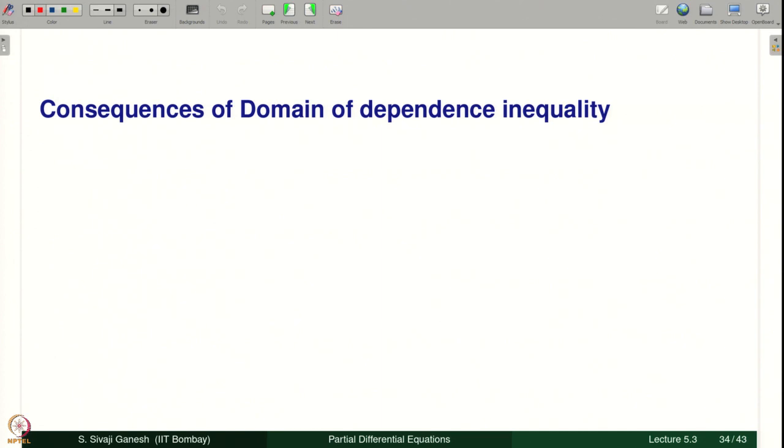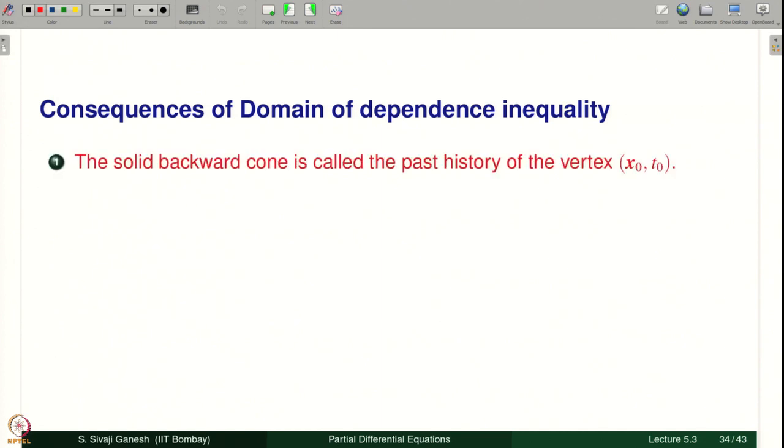So, what are the consequences of the domain of dependence inequality? The solid backward cone is called the past history of the vertex x naught, t naught. So, if this is x naught, t naught, the past cone we said is this, right. So, this is the past and this will be the future.